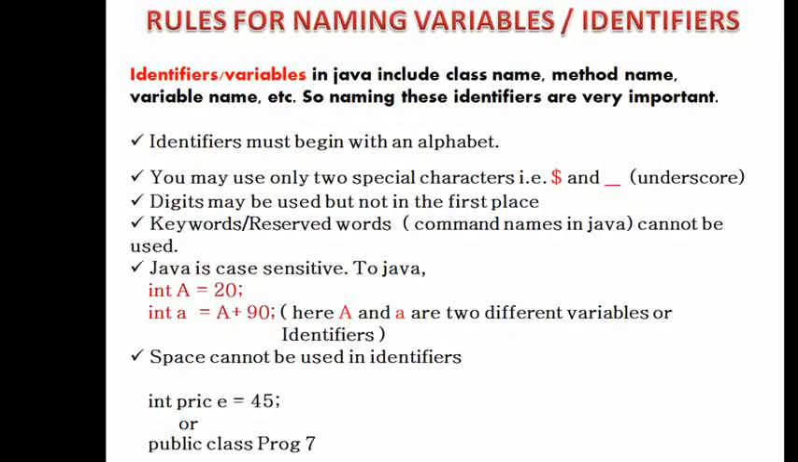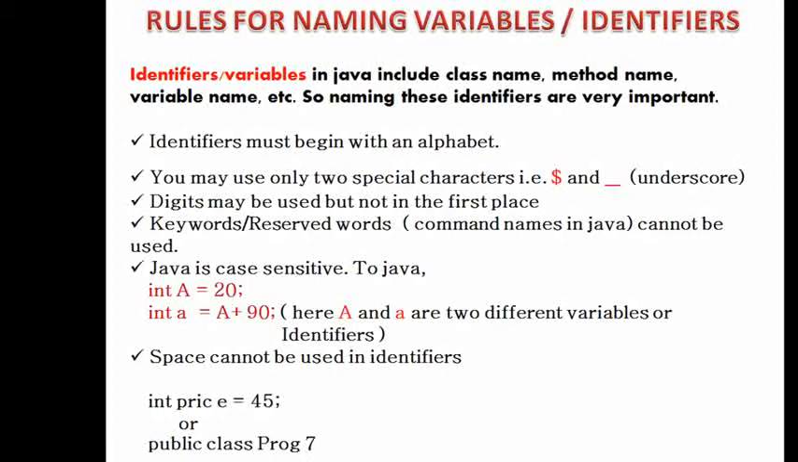Space cannot be used in identifiers or variable names. I have used two examples. Int price, but in between C and E there is a gap, a space bar I have given, which is not allowed in Java. Or another declaration, an example of a class name, prog 7. In between G and 7 there is a space bar, which is not at all allowed in Java. I hope you have understood these rules.